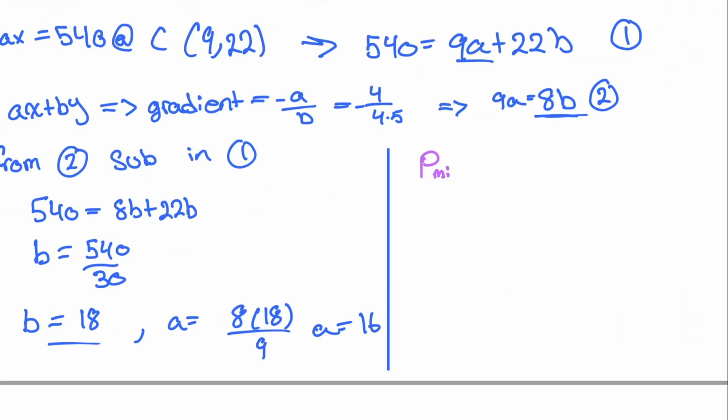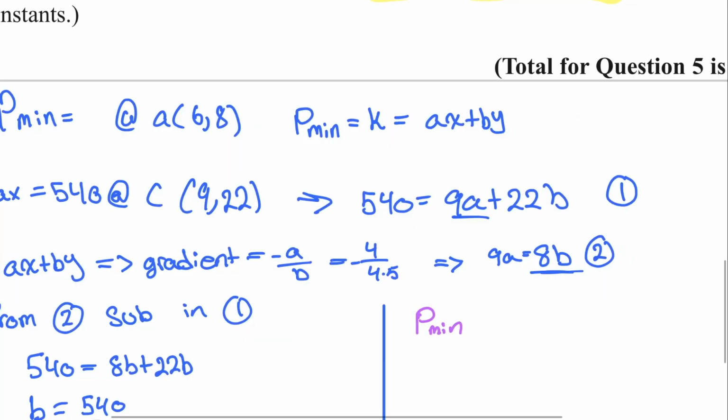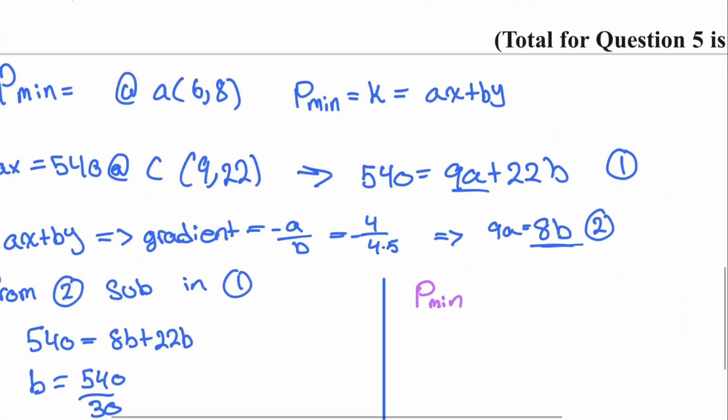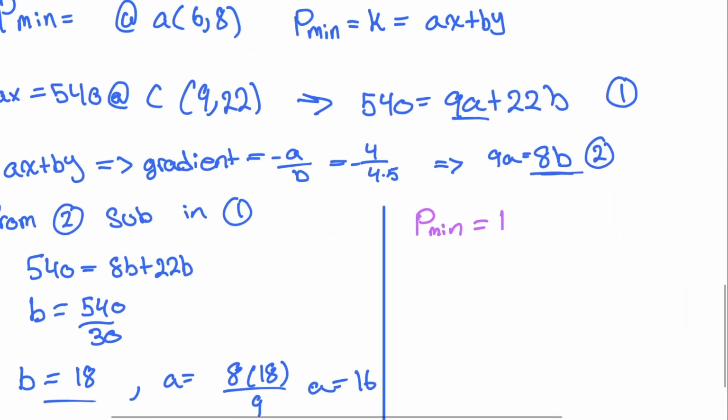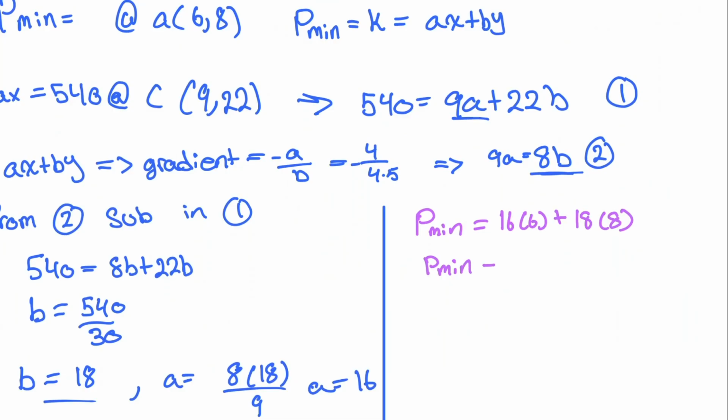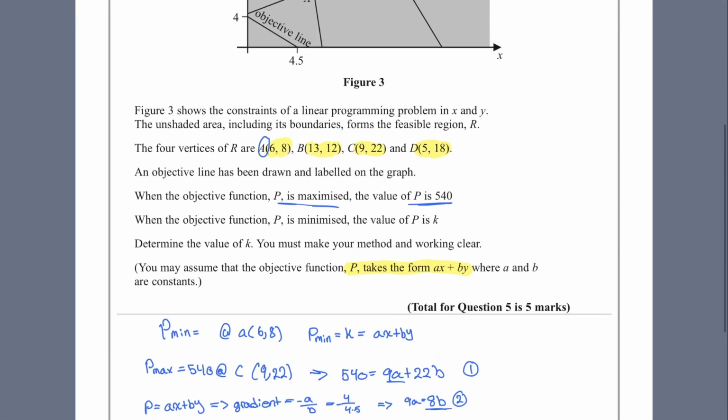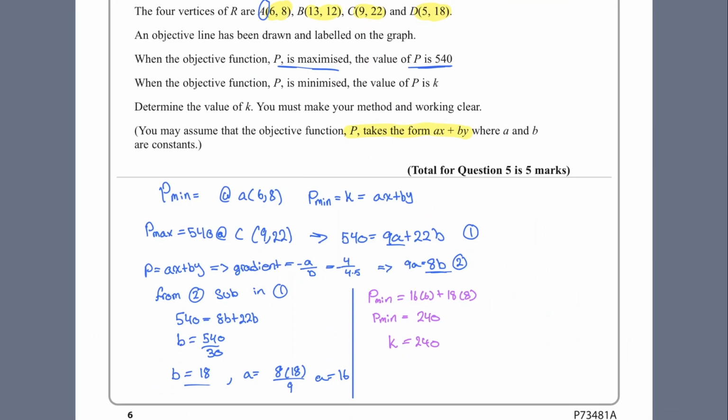So P min, which we already found before, K, is equal to AX plus BY. We already found the values of A and B, and we are given the values of x and y. So P min is equal to 16 times 6 plus 18 times 8. So we're going to get that P min is equal to 240. So K equals 240. And this is it for question number 5 from the January 2024 paper, and you can go on to the next question.